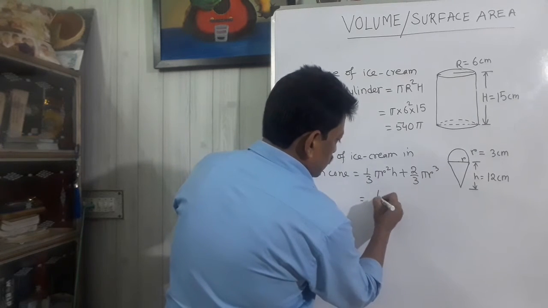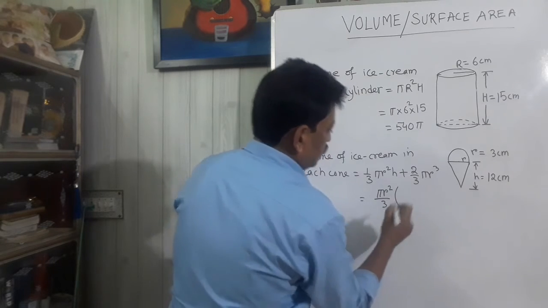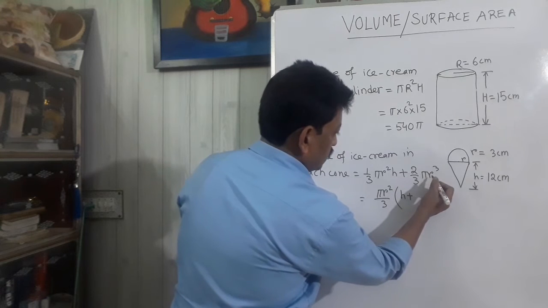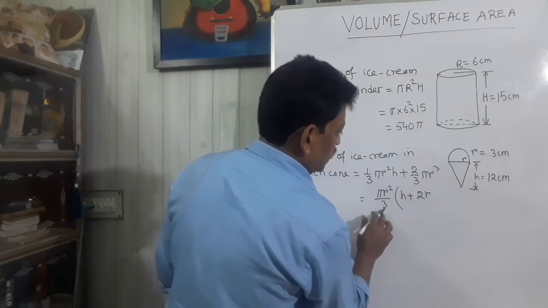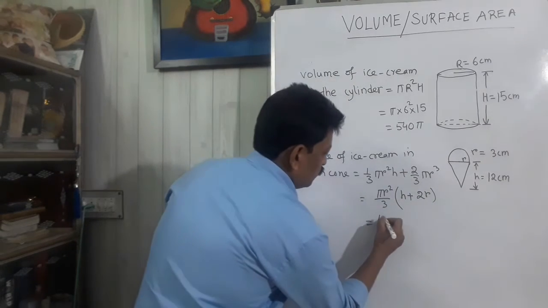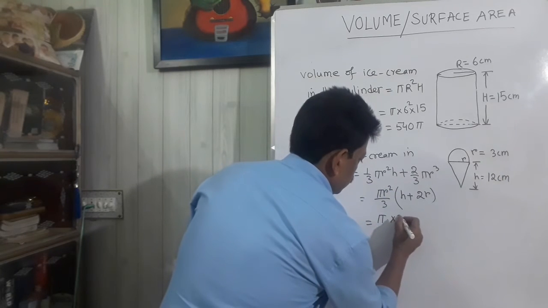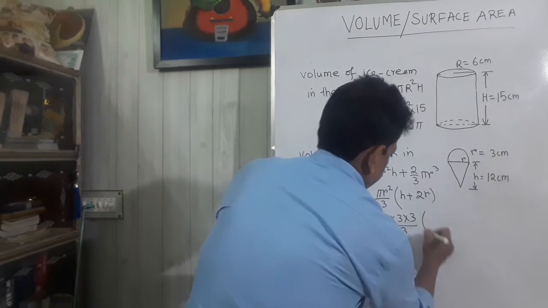So we can take pi r square by 3 common. From here h will be left, and here 2r. Pi r square by 3 is taken common, so 2 and r will be left here. So pi r square, r is 3, so 3 square means 3 into 3 divided by 3.